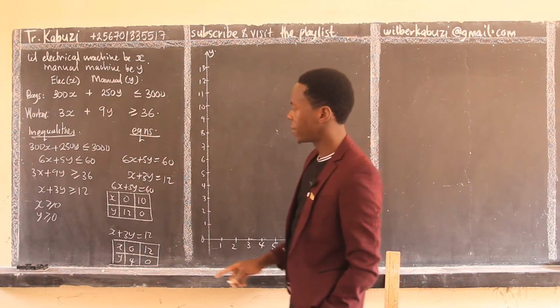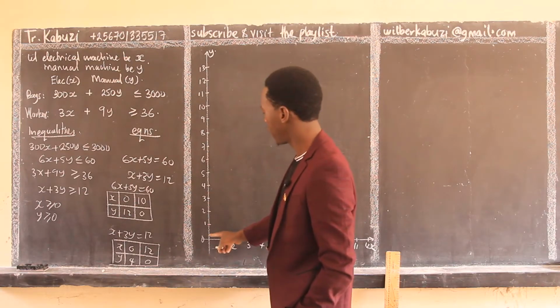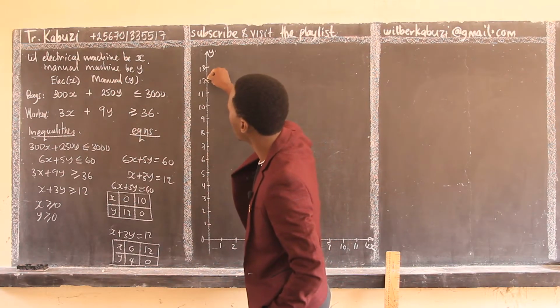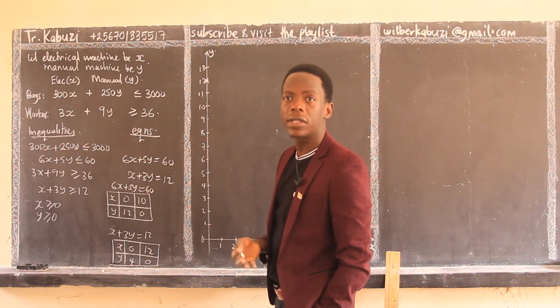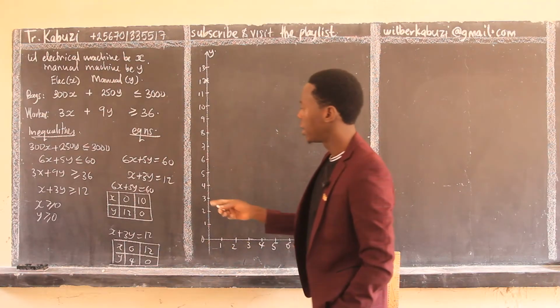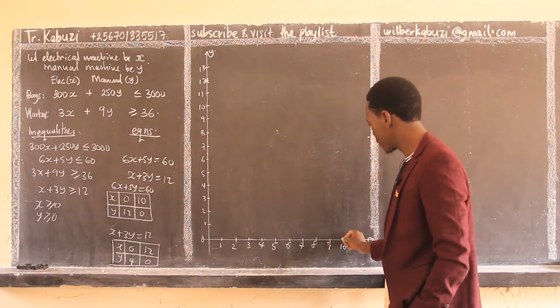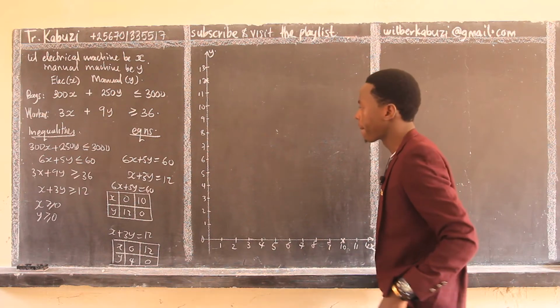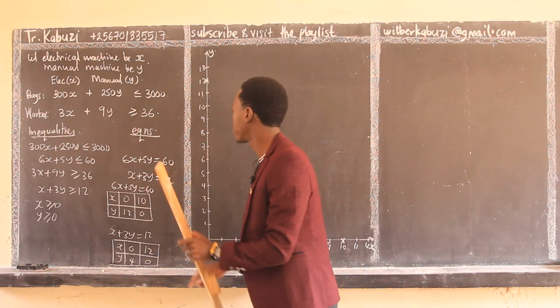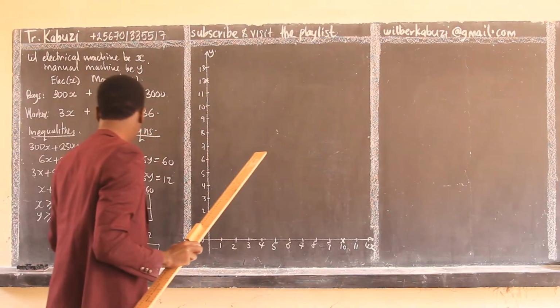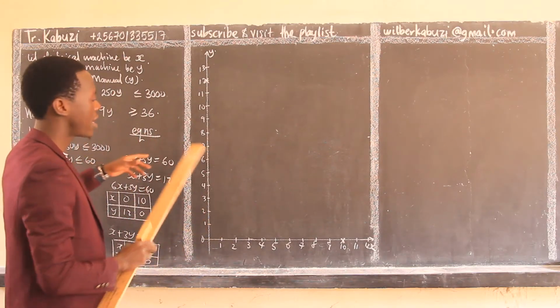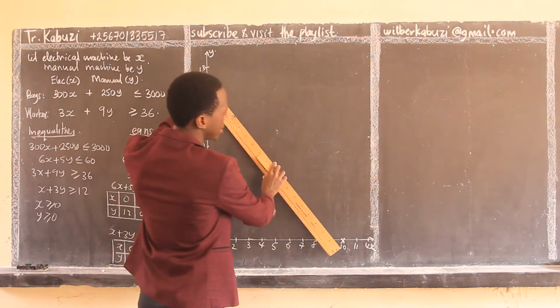So let me start with this one. 0, 12 there. Why do we use this? Because intercepts are very easy to plot. 0, 12, then 10, 0, around there. 10, 0, this one, 10, 0. Then you see that the line is going to be solid because of the nature of the inequality there. So I put it there.